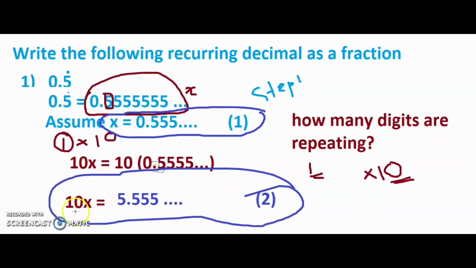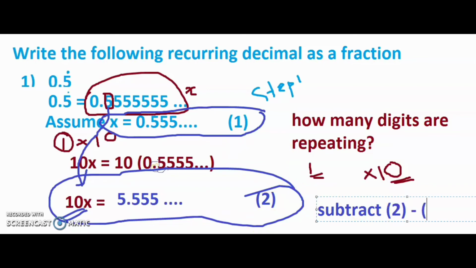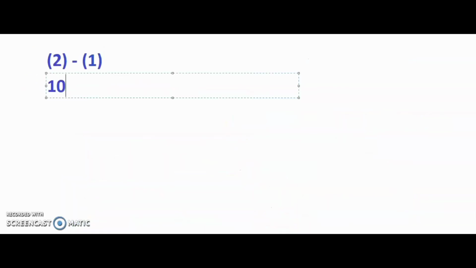Now our next step, that is third step, is to subtract these two forms. That is equation 2 and equation 1 should be subtracted. Okay, that is equation 2 minus equation 1 to be done. When we do this subtraction, we get the corresponding result for x, because here x is our result. As we assumed x is equal to 0.555, x will be the result for us.